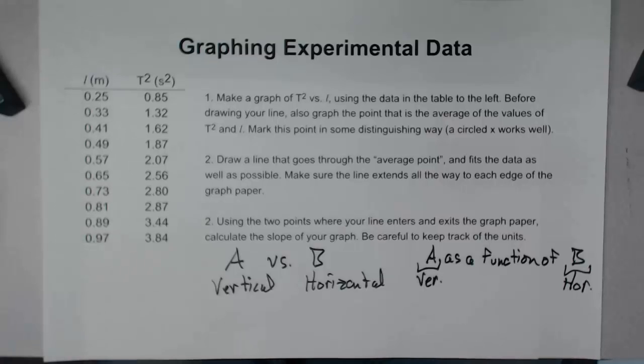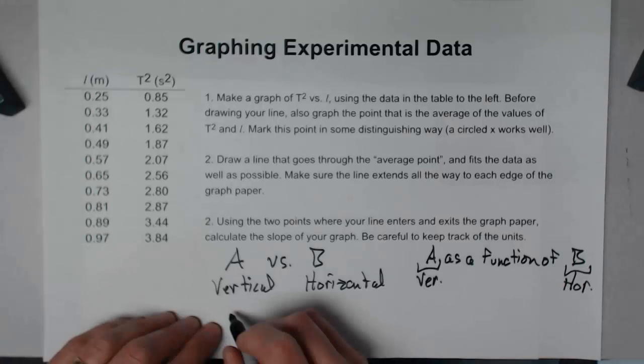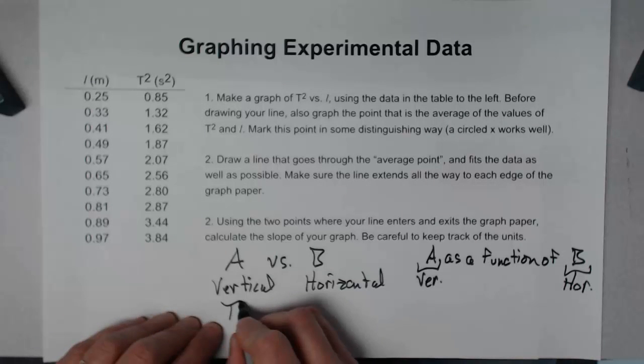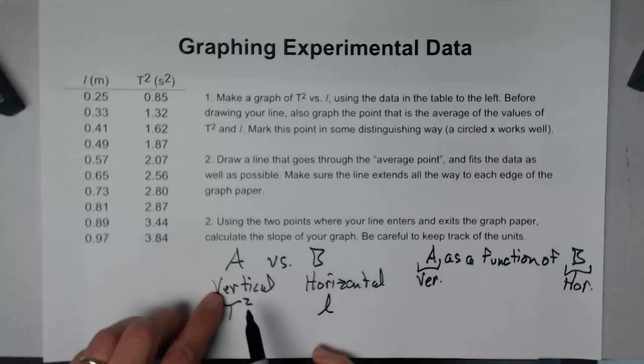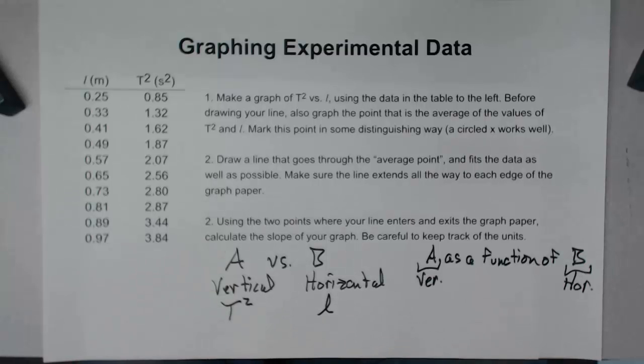Well, we have t squared versus L. Before the versus we have t squared. After the versus we have L. So t squared will go on the vertical axis. L will go on the horizontal.